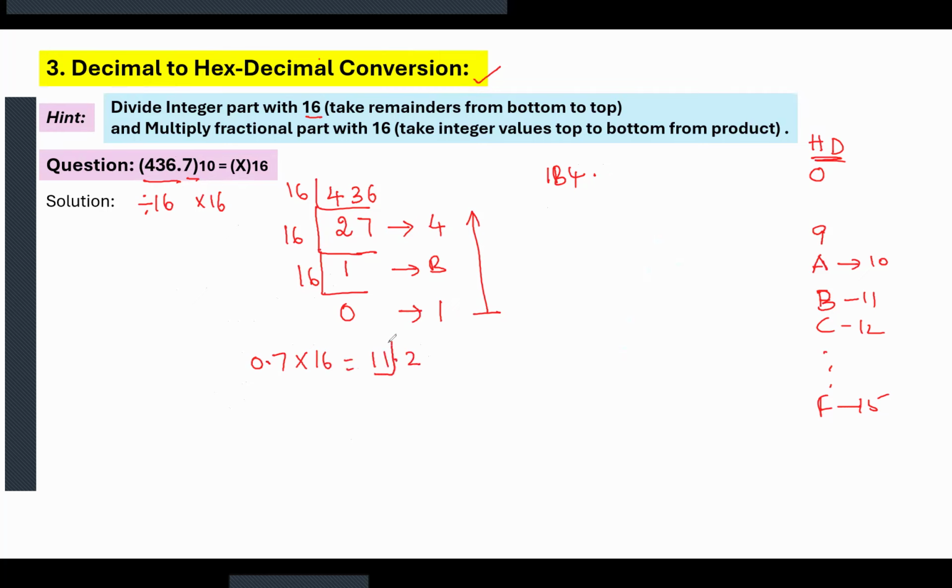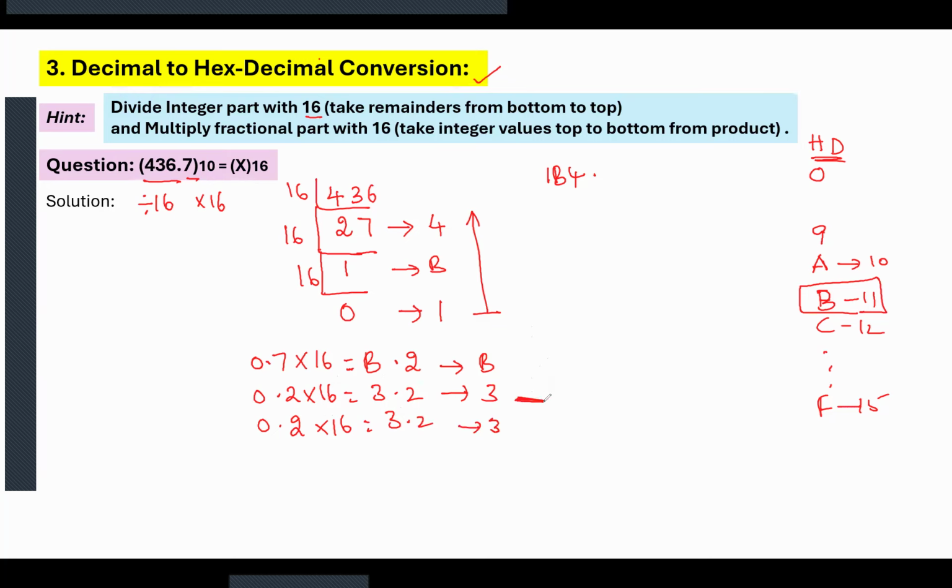But here we should use 11, which means instead of 11 we should replace with the B. Therefore this is B. Now multiply with 0.2 into 16, which is equal to 3.2. This is 3. Now multiply 0.2 with 16, which is equal to 3.2 repeated. So we can stop the multiplication at this level. Now we should take the values from top to bottom. So these are the values of fractional part B3. Okay, this is our required hexadecimal value for the given decimal number.